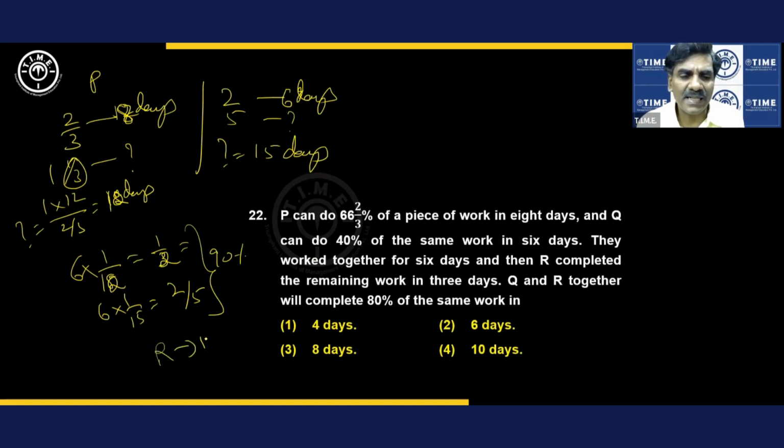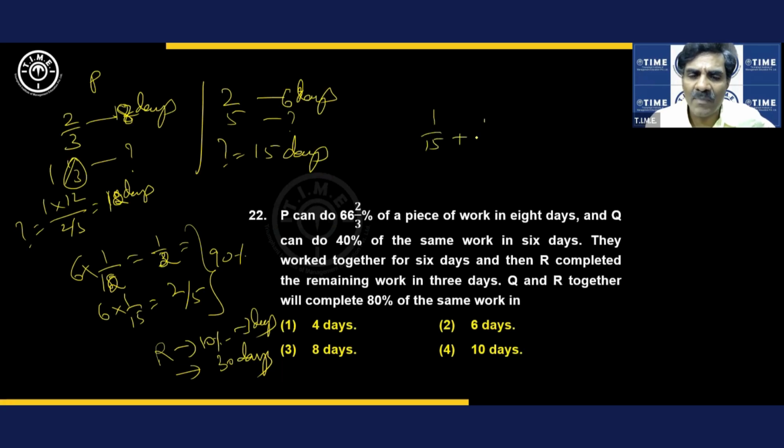So 10% in 3 days basically indicates whole work will be completed in 30 days. Right. Because 10 times is basically 100%. So Q and R will complete 80% of the same work in how many days? So Q in 1 day will complete 1 by 15. R in 1 day will complete 1 by 30, sorry. LCM will be 30.